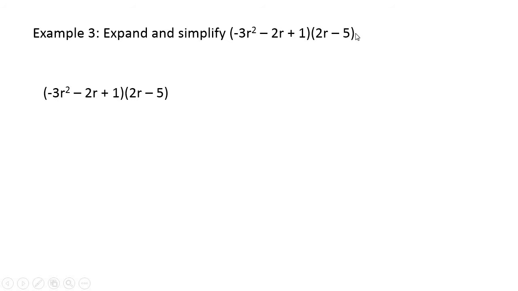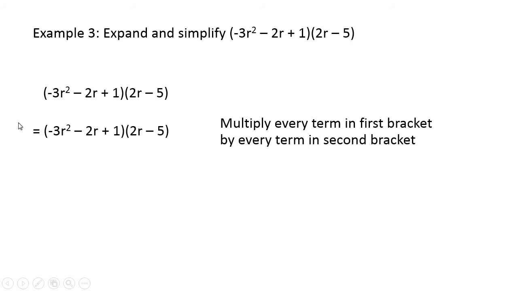If you want, you could rewrite 2r minus 5 as the first bracketed part, and then multiply that out, you'll get the same thing in the end. But I kept it the same. So multiplying every term in the first bracket by every term in the second.